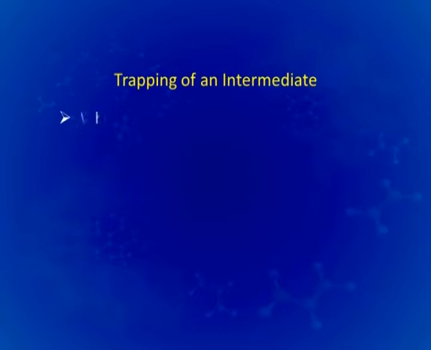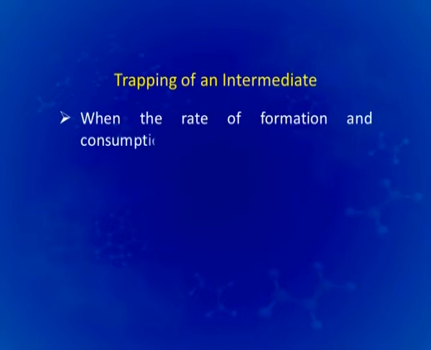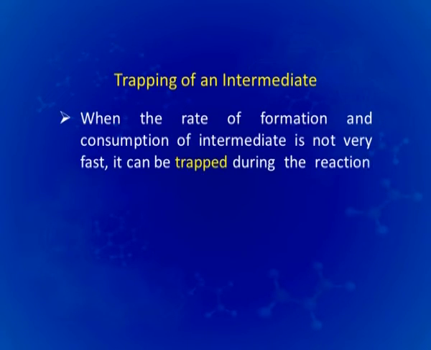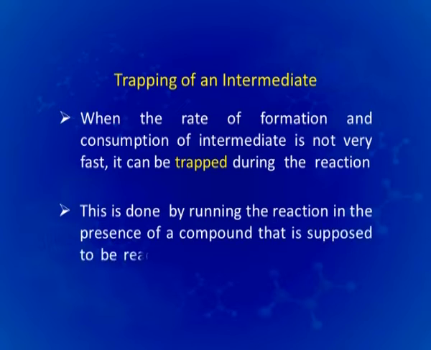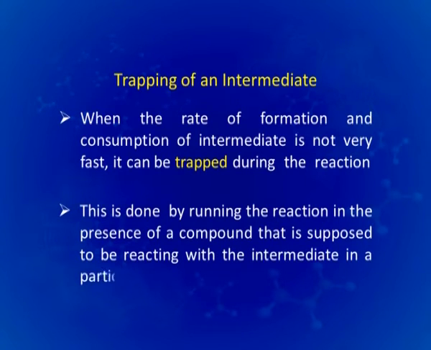Another possibility when the intermediate is highly unstable is trapping of the intermediate. That means we are trying to trap the intermediate while it is being formed during the reaction. When the rate of formation and consumption of the intermediate is not very fast, it can be trapped during the reaction. This is done by running the reaction in the presence of a compound that is supposed to be reacting with the intermediate in a particular way.